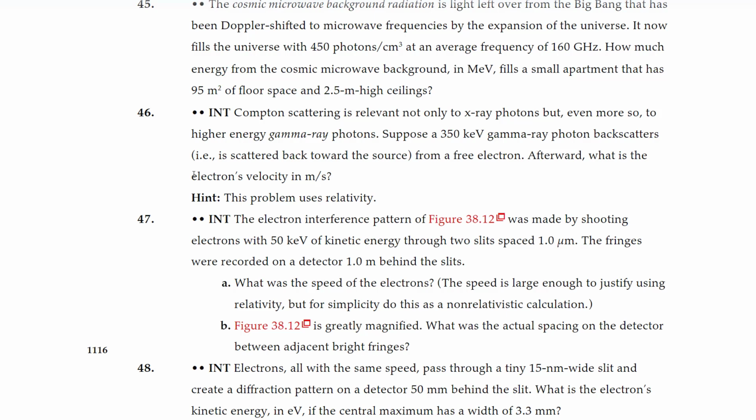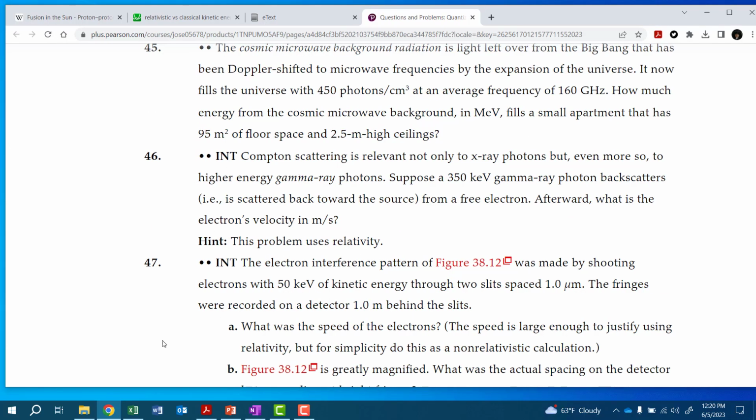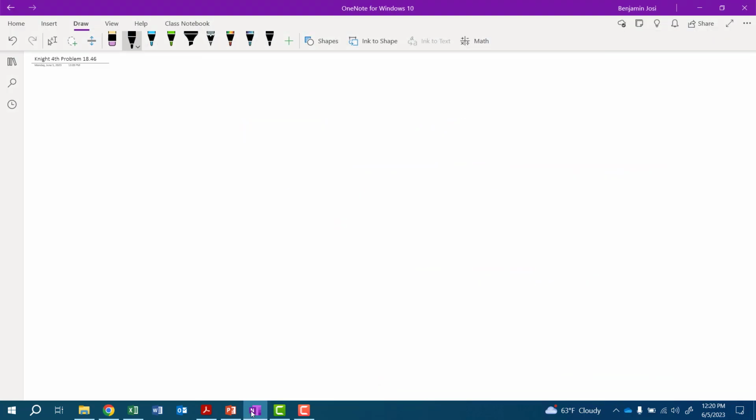But this problem is not about full absorption. Some of the energy is retained by the photon, and then some of it is given to the electron. So function F11, how do I get out of here? And let's go to OneNote.